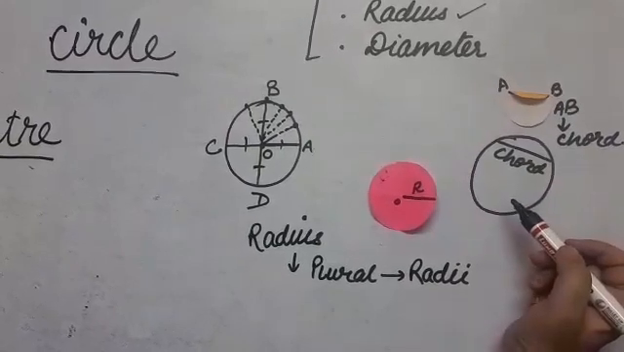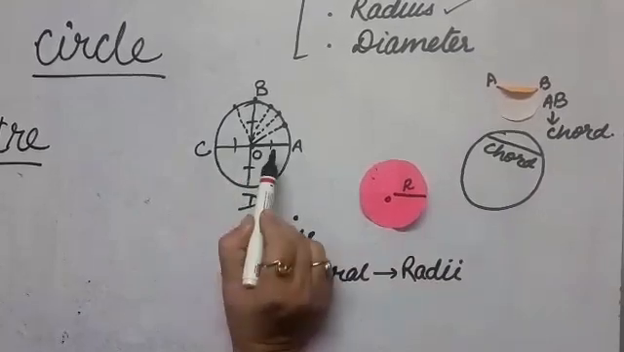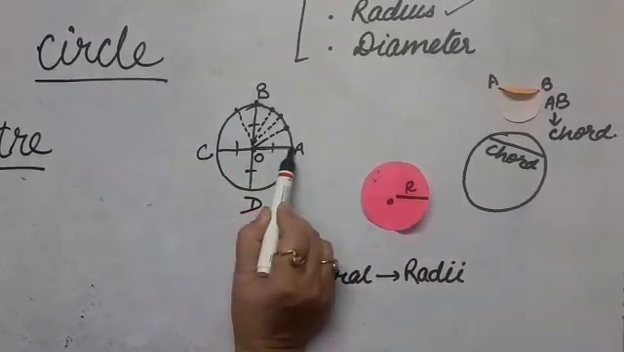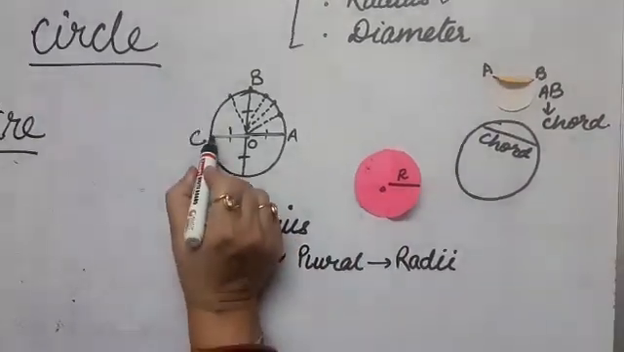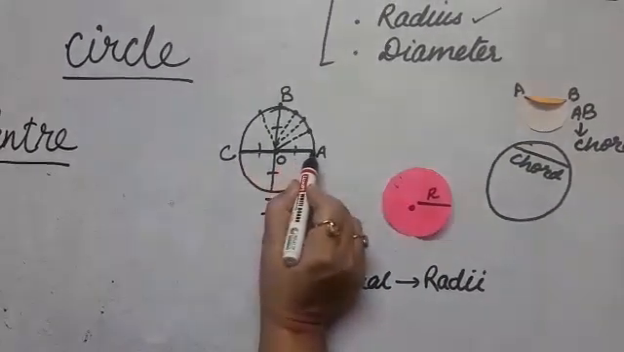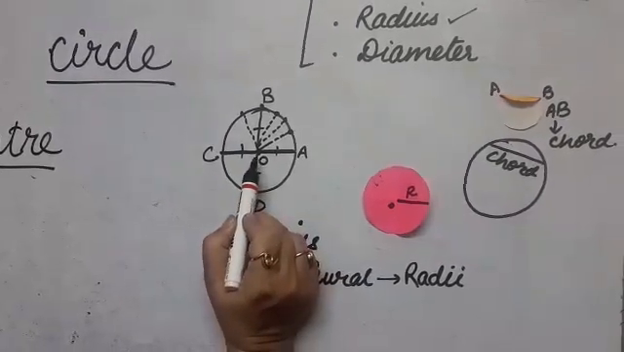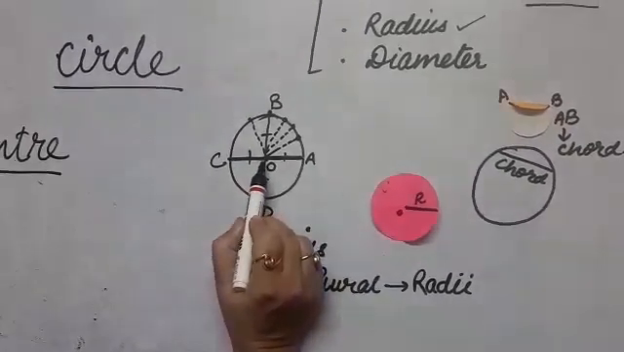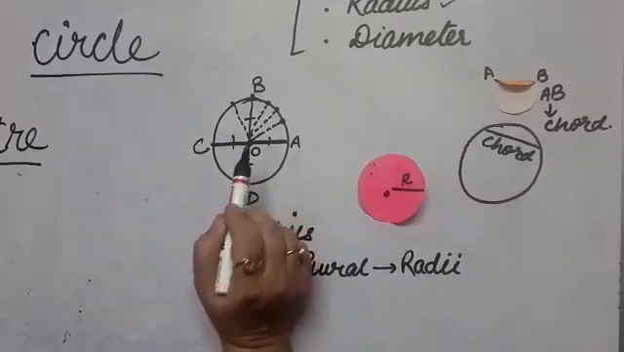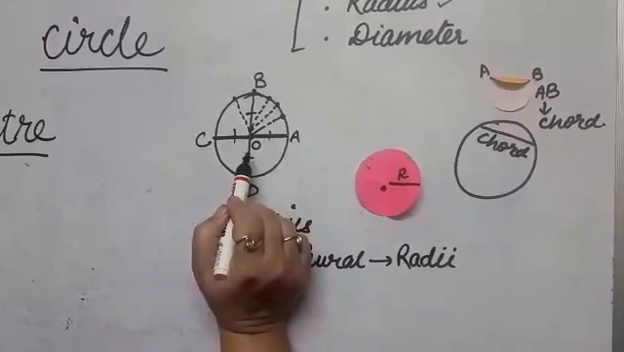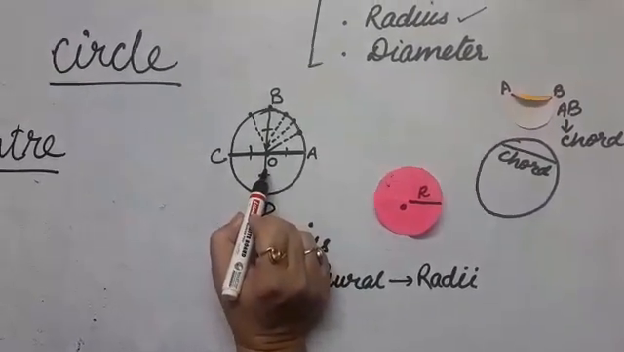Now, my next topic is diameter. As you can see in this figure, OA is radius, OC is again radius. I can say that AC is a chord which is passing through center O. So AC is a chord as well as diameter because it is passing through center O.